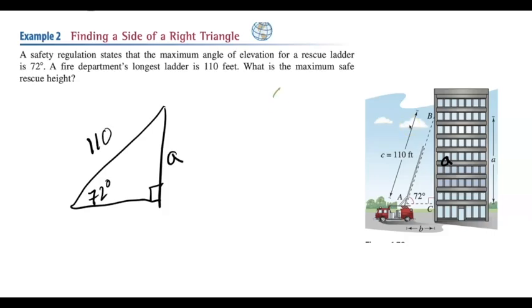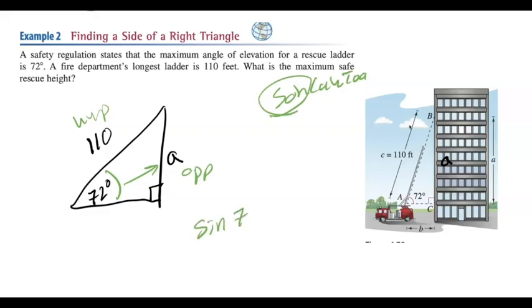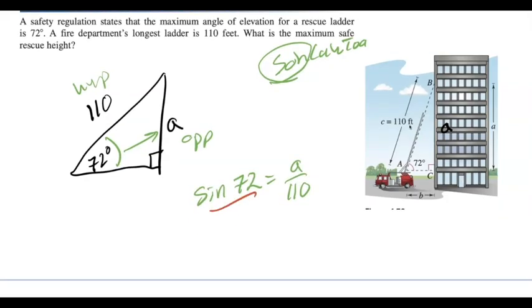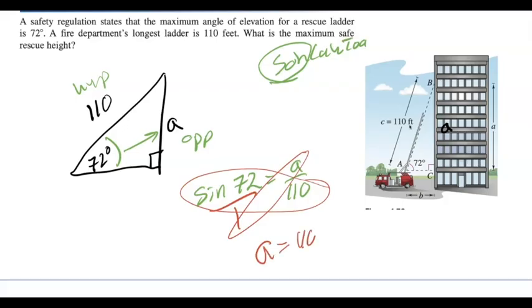That seems like a Soh Cah Toa problem again. Soh Cah Toa. We have opposite and hypotenuse. That is O and H. That is sine. We're going to do sine of 72 equals A over 110. Then we can just cross multiply. A equals 110 sine of 72. We'll put that into the calculator also, and we get approximately 104.62. That's the height in feet of the safety ladder could get to.